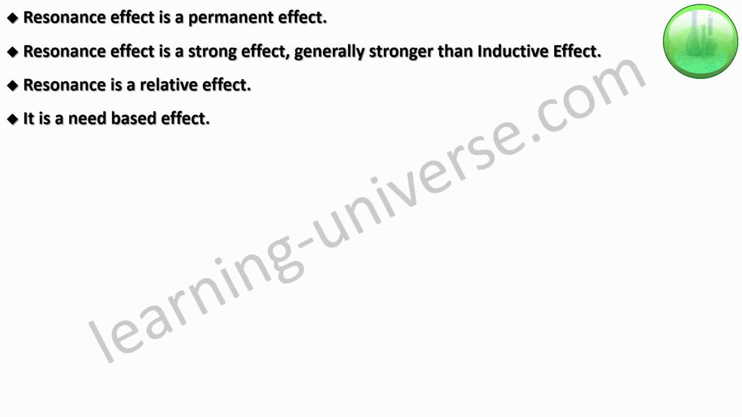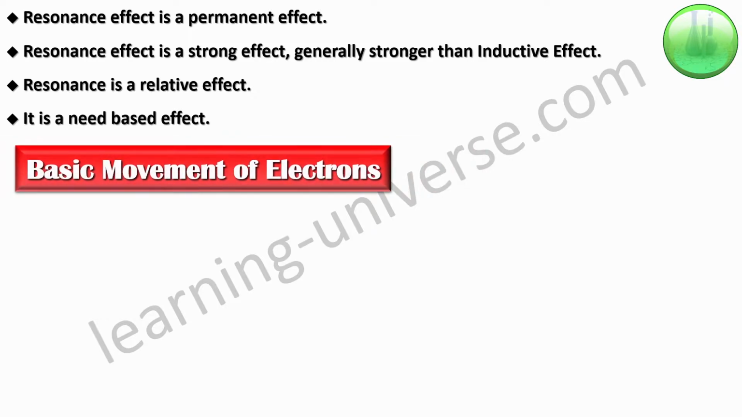Alright, now before we start dealing with the cases of resonance, we need to understand certain basic movement of electrons. So imagine this situation. And you're going to see a lot of arrows. Remember, a full arrow while showing resonating structure implies movement of two electrons. The tail is the place from which the electron is moving. Head is the place to which the electron is moving. Half an arrow basically implies one electron movement.